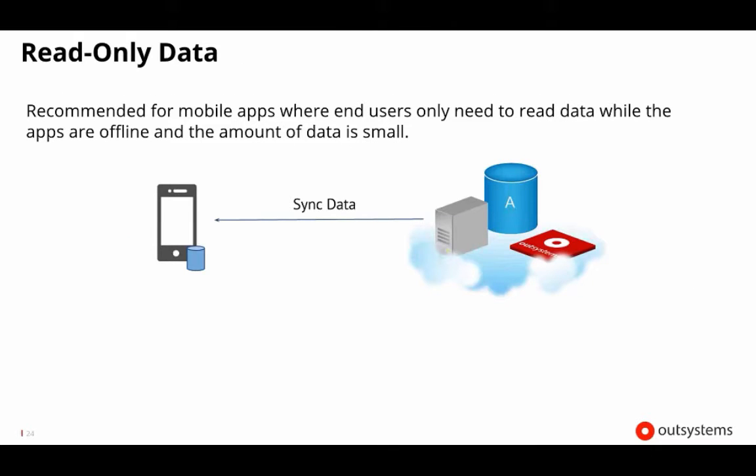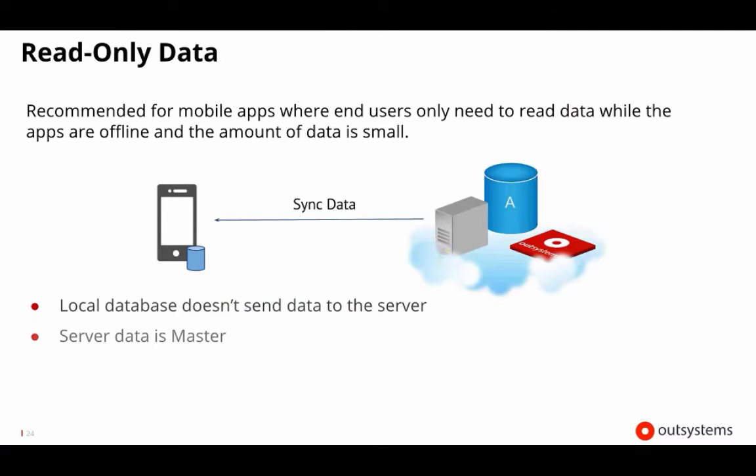Okay, let's start. So the first one we're going to approach is the read-only data. This one is recommended for mobile apps where end users only need to read data while the apps are offline and the amount of data is small. If you see on the image, the information will only flow from the server to the mobile device. So the local database doesn't send any data to the server. The server data is always master. And an example of this is a product catalog app where, for example, Salesforce can have the information on a tablet and show it to customers without having internet.